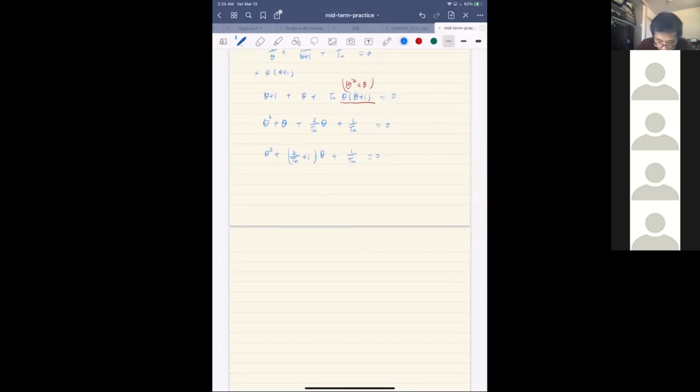Okay. And the solution of theta hat, the solution for this equation, should be equal to negative of this quantity, plus and minus the square root of the square of the second term, minus 4 times this, all over 2.